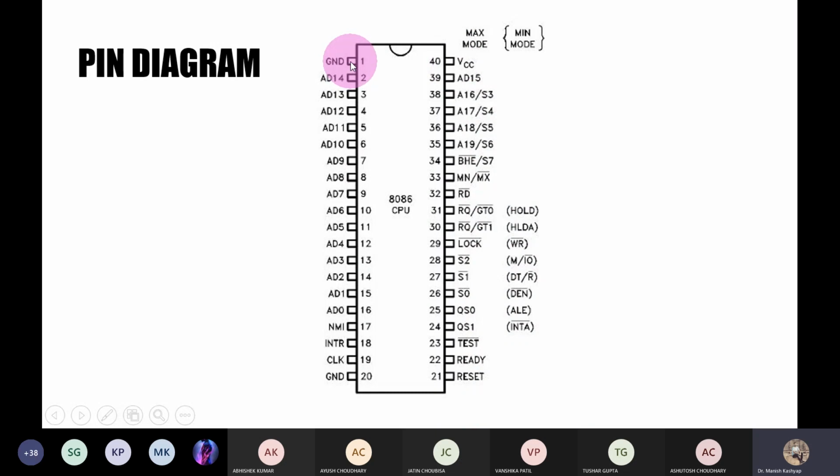And interestingly, it has two ground pins: ground pin number 1 and ground pin number 2. So in one circuit, have you ever seen two grounds together? There are two ground pins in this circuit. So what could be the purpose of keeping two ground pins?